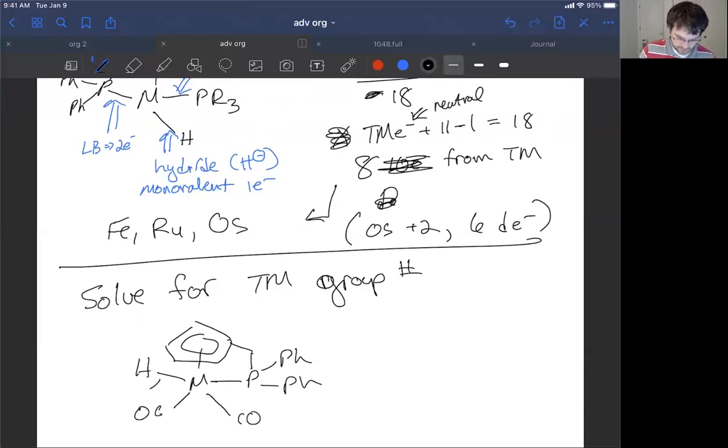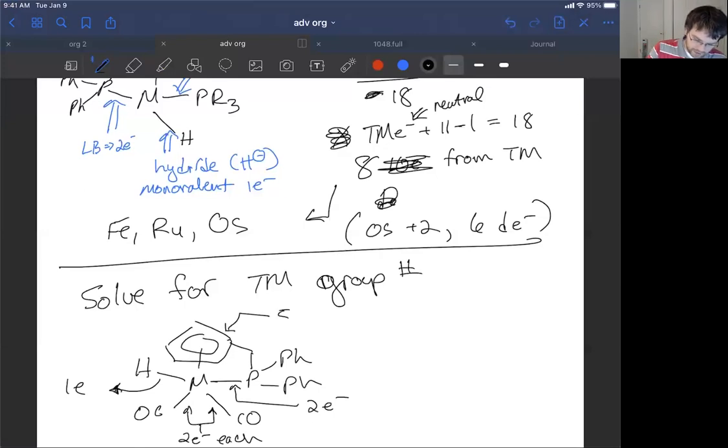So we have 1 electron from the hydride. We have 2 electrons from each of the carbon monoxide ligands, or carbonyl ligands as they're often called, and then 2 electrons from the phosphine ligand, and then we have 5 electrons because we're at hapto number 5, the eta-5 Cp. This is an overall neutral complex.